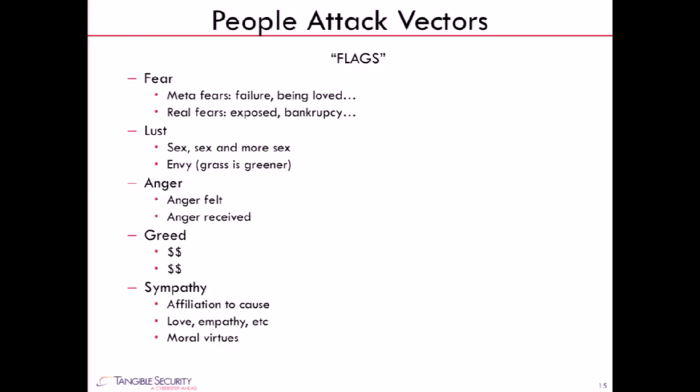Every insider threat forms out of one of these things: fear, lust, anger, greed, or sympathy. This is what every intelligence operative is taught in the field to turn somebody as an asset. Fear, whether it's real or perceived, a metafear, an actual fear. Metafears are, I feel I'm failing, I feel I'll let my dad down. They're metafears that we have out there.